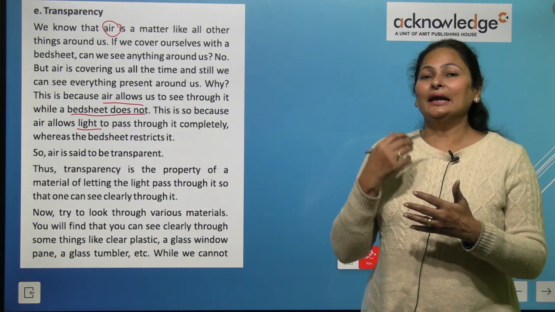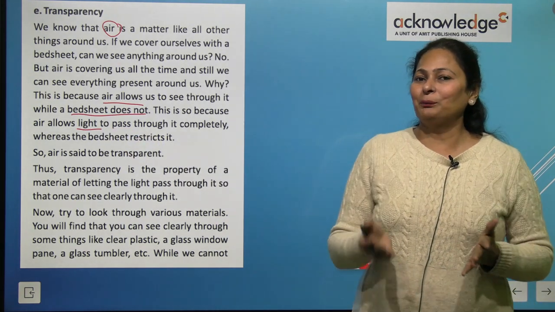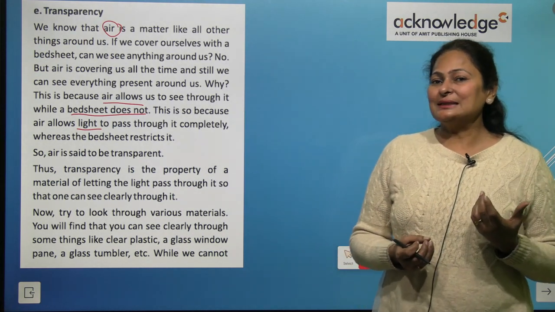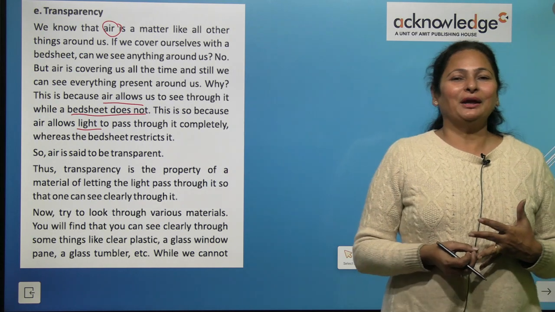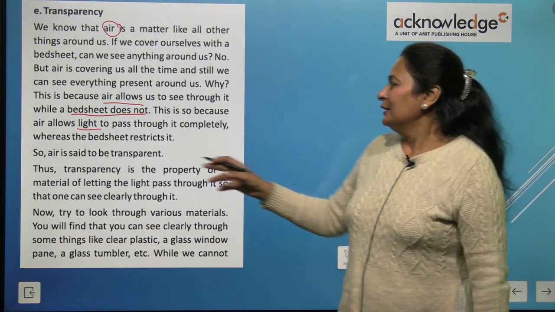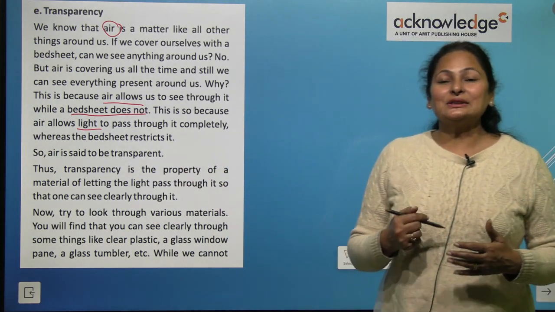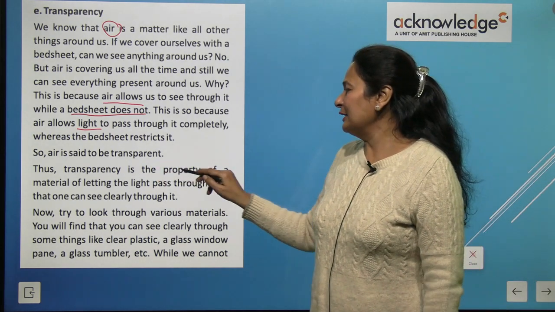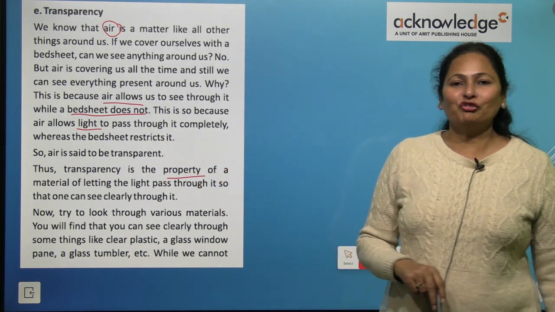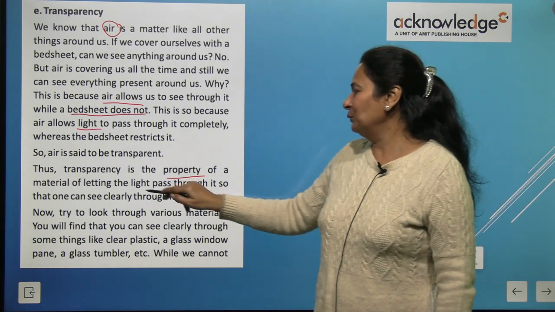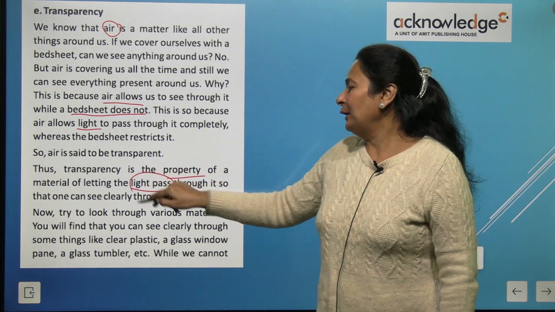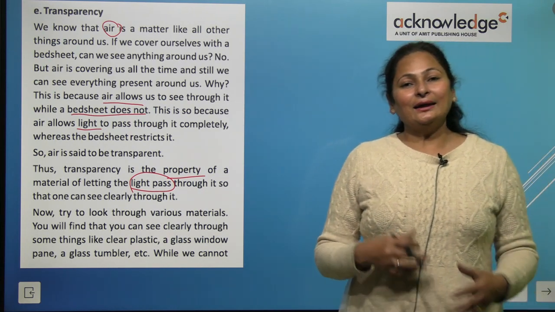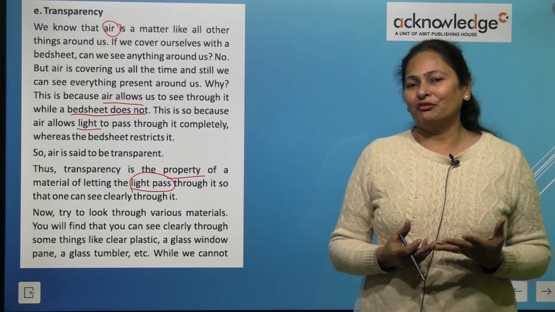जिन चीजों से light pass हो जाएगी, you would be able to see, and जिनसे light pass नहीं हो पाएगी, you won't be able to see, right? So it is said to be transparent. Air is transparent. So transparency is the property of a material that lets the light pass through it and one can see clearly out of it, right?